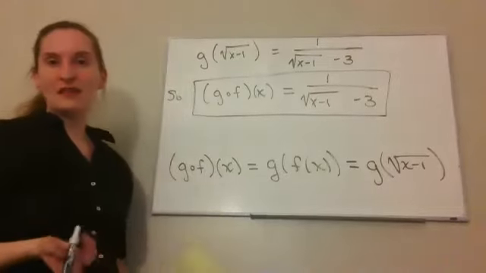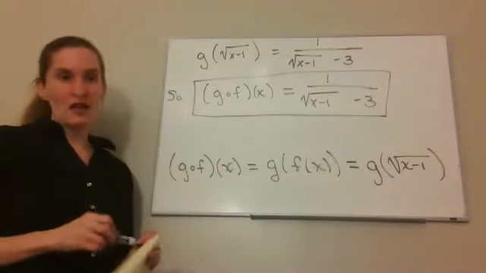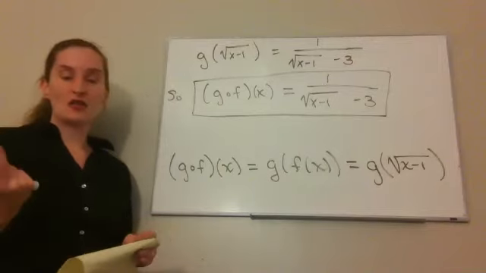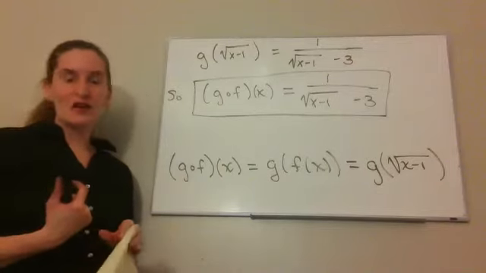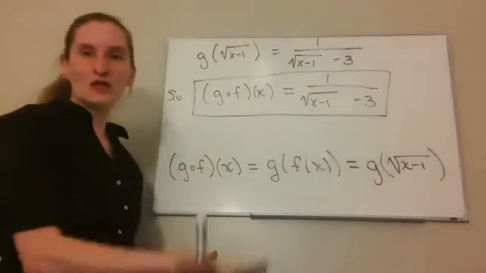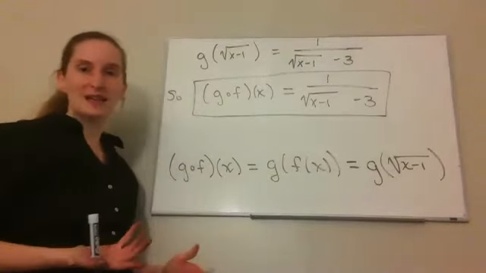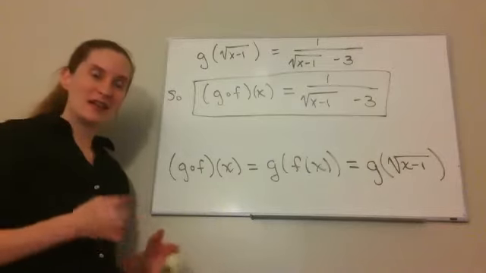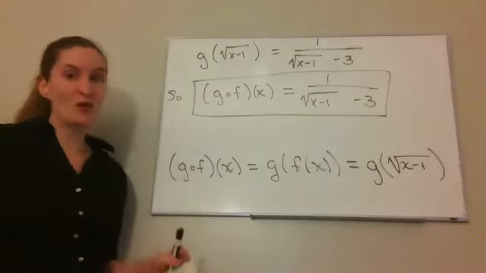And now we still need to find the domain of this function. Remember, the domain of a composition of functions is the domain of the inside function, which the result of that ends up still being in the domain of the outside function. So first, let's find the domain of the inside function, because we know we need to start there.